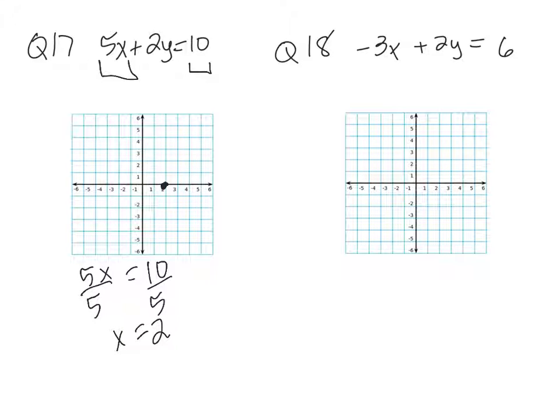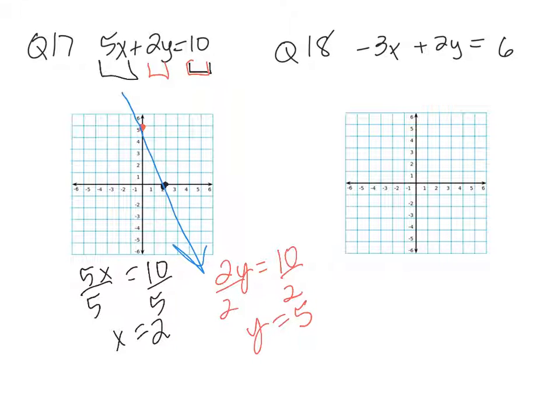Now we're going to go back, and this time we're going to solve for y. So grab the y term and set it equal to the number on the other side of the equal sign. To get y by itself, we're going to divide by 2. Y equals 5. So then I'm going to plot my point at y equals 5. And when I have 2 points, I can draw a line.